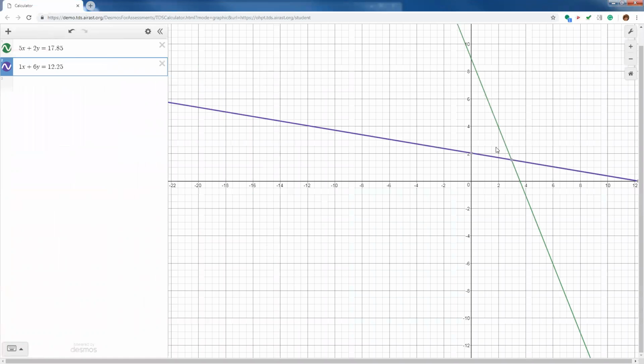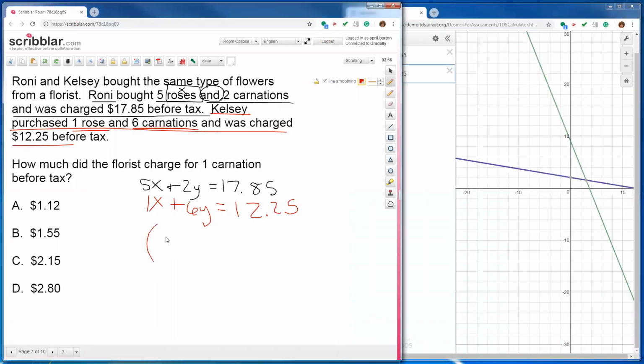And you'll notice these 2 lines are crossing. That crossing spot, you can actually click on it and it'll stay up. And this is a coordinate, 2.95 comma 1.55. I'm going to write this on the other page, 2.95, 1.55. So variable-wise, when you have a coordinate, the first coordinate is always the x value. Second is always the y value.